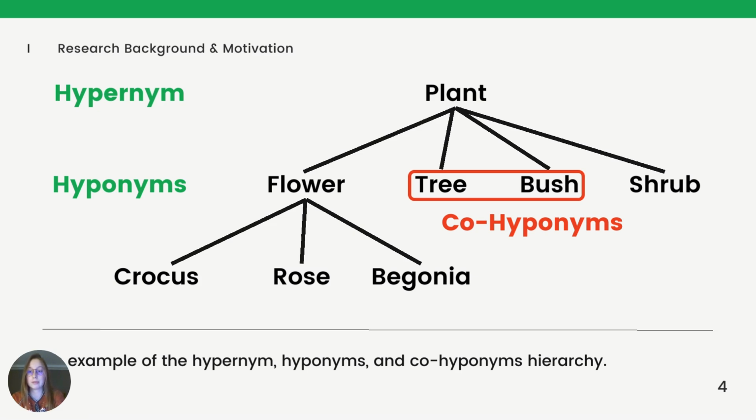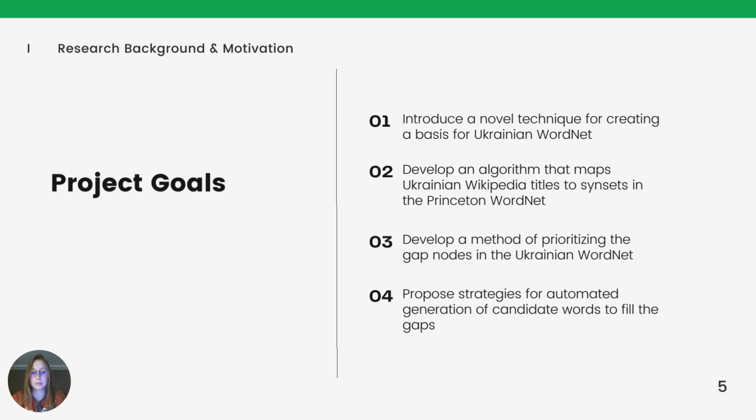This relation reflects the hierarchical structure of WordNet by linking general terms to more specific ones. For example, rose is a hyponym of flower, which is a hypernym of rose. Words that are hyponyms of the same hypernym are called co-hyponyms.